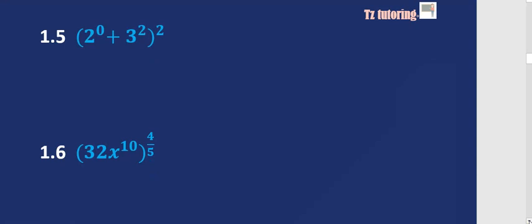.5 is fairly easy. Any number or variable to the power of 0 is 1. 3 squared is 9. So if we add inside the bracket, we get 10. 10 squared is 100.